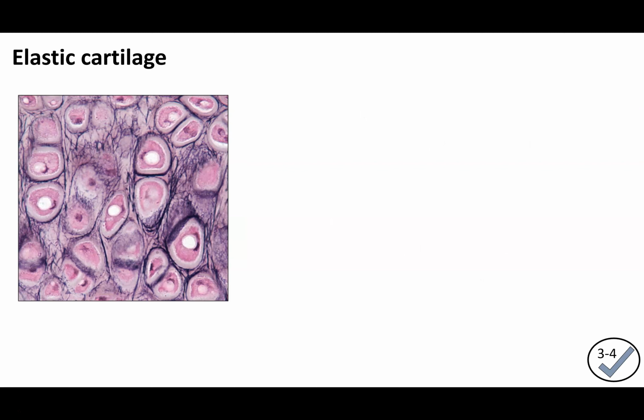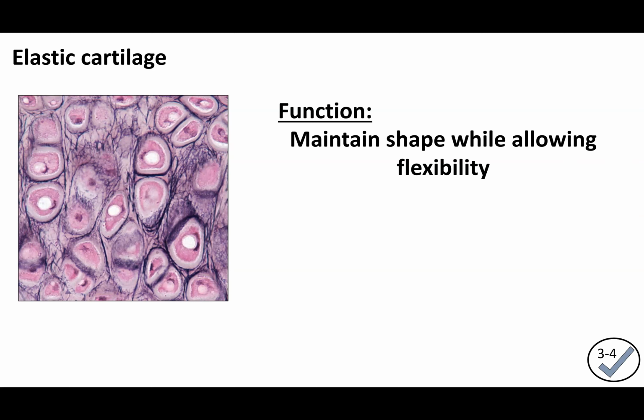Last type here, elastic cartilage. Last type of cartilage here is very easy to be identified because you can see those purple fibers within that extracellular matrix here, and that purple fiber is elastic fibers. So if you find elastic fibers in your cartilage, this is elastic cartilage here. And so function here, maintain the shape while allowing flexibility.